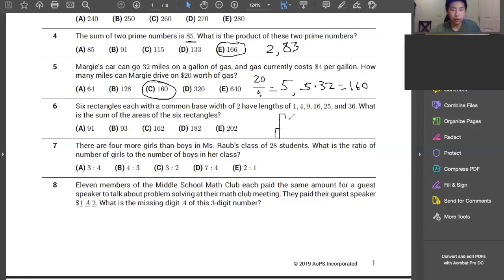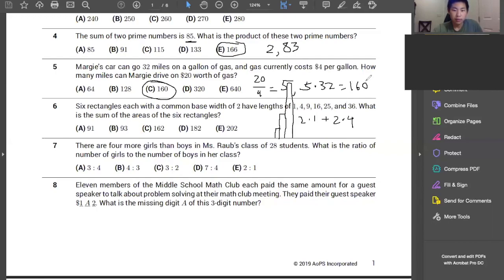You have a bunch of rectangles, base width is 2, and they go up really quickly because 1, 4, 9, they grow pretty quickly. Since each rectangle has a base of 2, the total of their areas would be 2 times 1 plus 2 times 4, and so on, right? Since we take 2 and multiply by each of these heights. So a faster way would be to add up all of our heights beforehand and then multiply by 2.